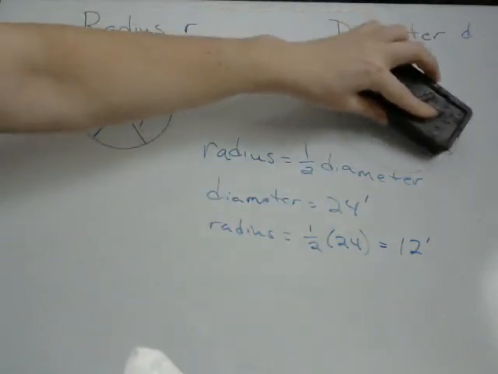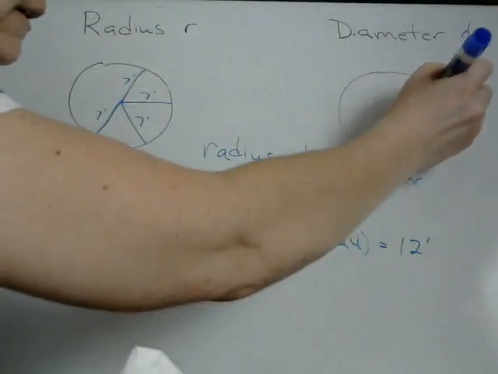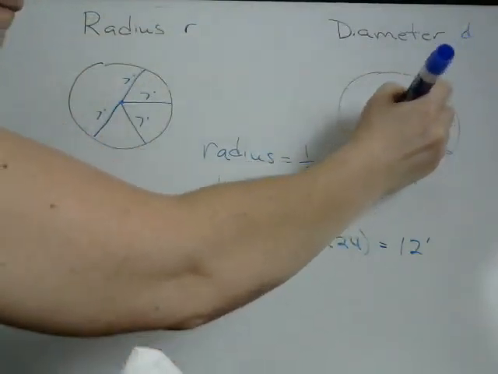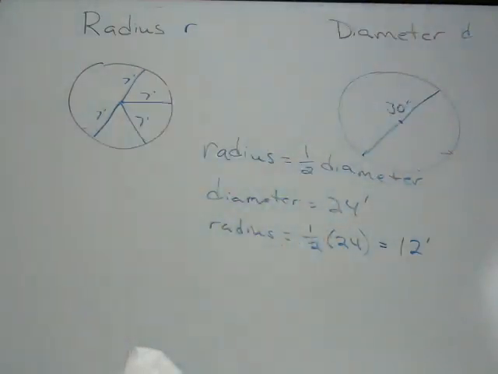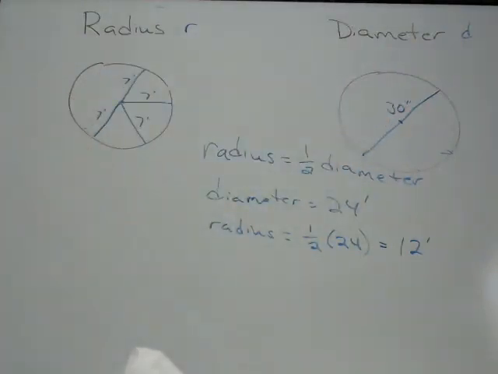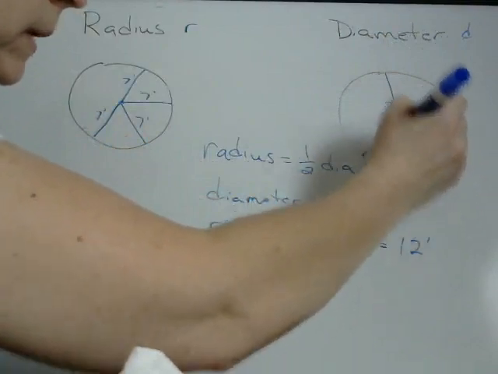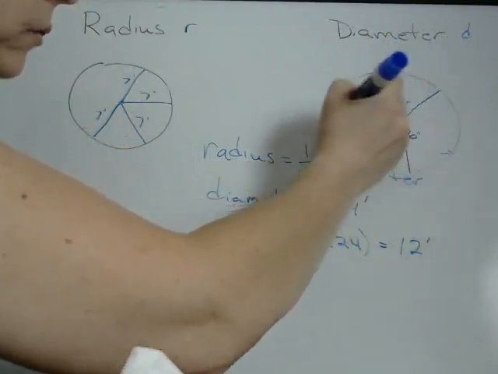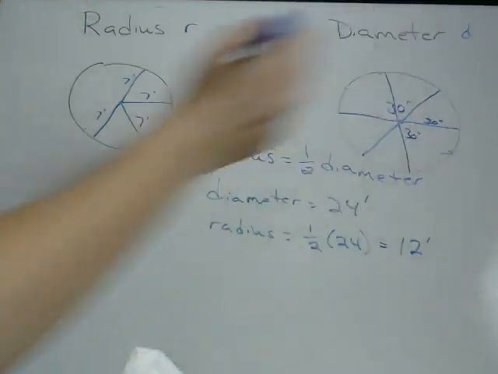That's really more of the types of questions you're going to have to deal with. Again, it has to go through the center. Let's say the diameter is 30 inches. What's the radius? The radius is just half of that. Half of 30 is 15. And again, the diameter for any circle is going to be the same. So no matter what line you draw through the center, they all have to be the same.